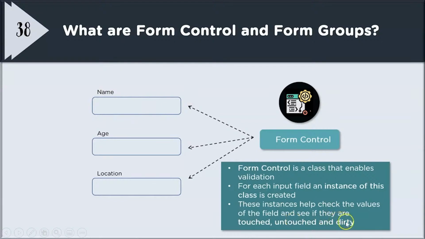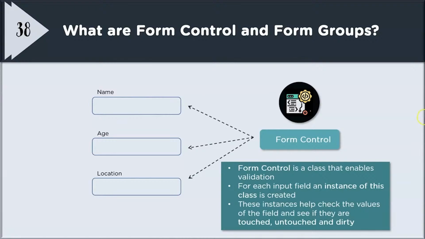If it is dirty, it means that the value has been changed. If the data provided holds good for a particular condition, then the control is said to be valid, and so on. With the help of these controls, you can determine if the value provided is legitimate or not. This can be achieved with the help of form control.